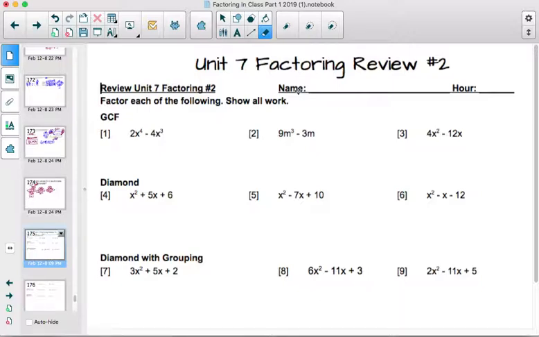So the first ones are GCF, so we're just going to divide out what's in common, so we can take a 2x³ out, and we're left with 1x minus 2.